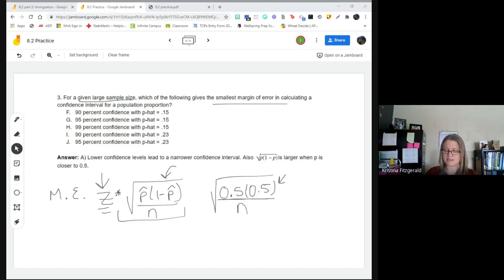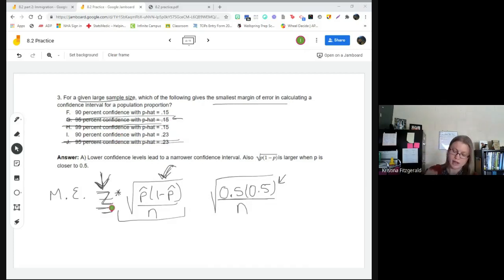So in this case, I want to look for an interval that has the smallest Z number, because that number won't change. So I'll have some small number there times some other small number is what I'm hoping to get, the smallest margin of error. So 99 and 95 are out just because those are going to have larger Z numbers. So if we're looking at P hats that are the same, which make this part of the formula the same, we can eliminate these choices since they have a larger confidence level, meaning a larger number here.